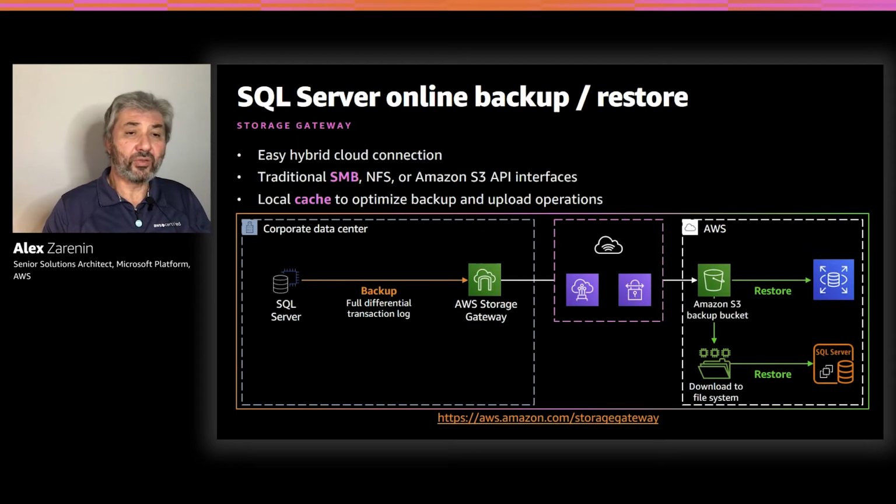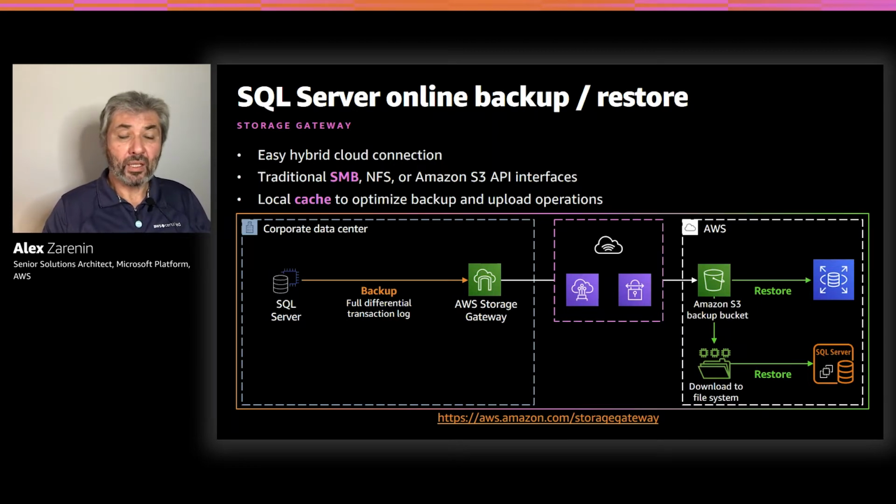AWS Storage Gateway is a hybrid storage appliance that you deploy on your network. Storage Gateway exposes a file share on your network, which you may use as the target for SQL Server backups. To speed up backup operations, Storage Gateway contains a configurable local cache. The best practice is to set up this cache large enough to store the whole backup. Cached backups will be seamlessly uploaded over the VPN or Direct Connect to an S3 bucket on AWS.